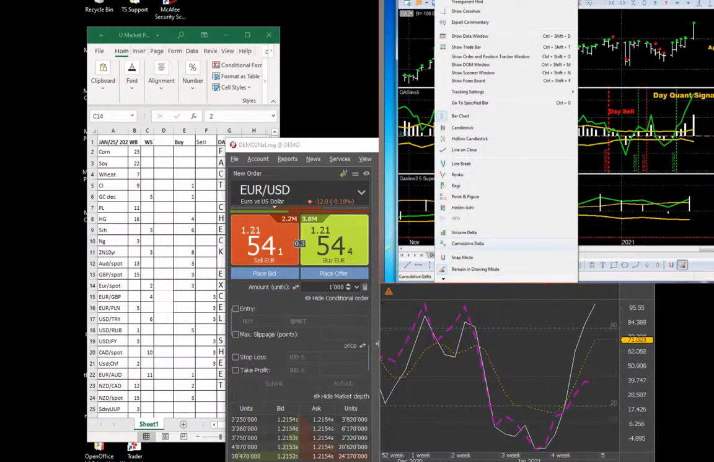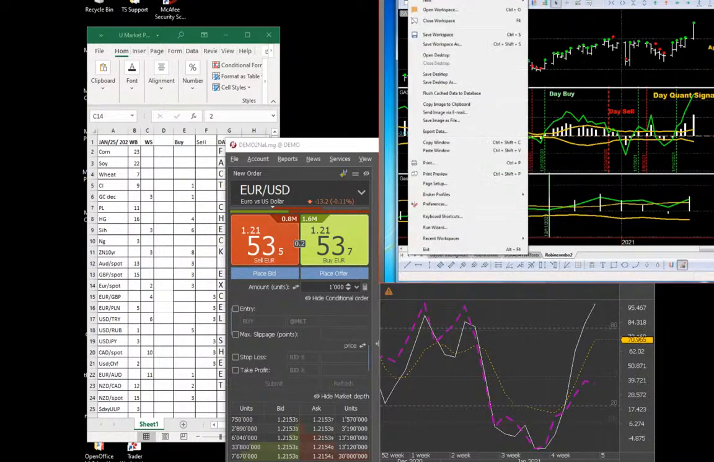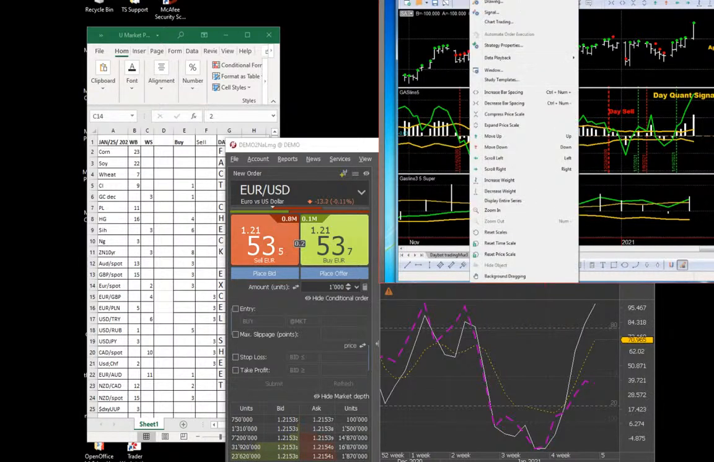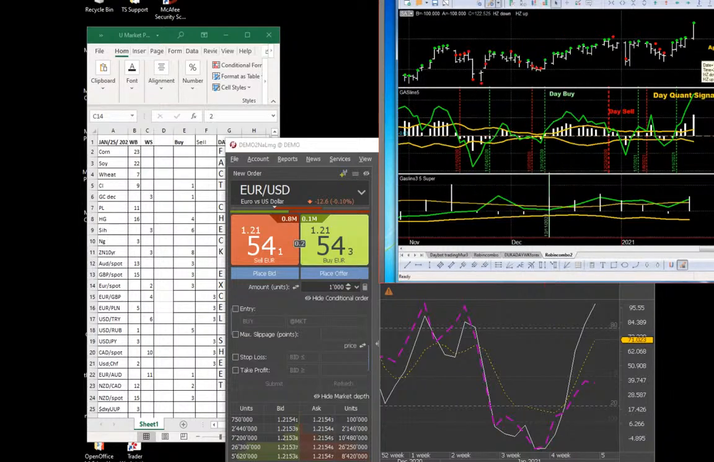Why can't I find reload? What's up with that? Estimate format. Huh. I'm a little confused by all that.